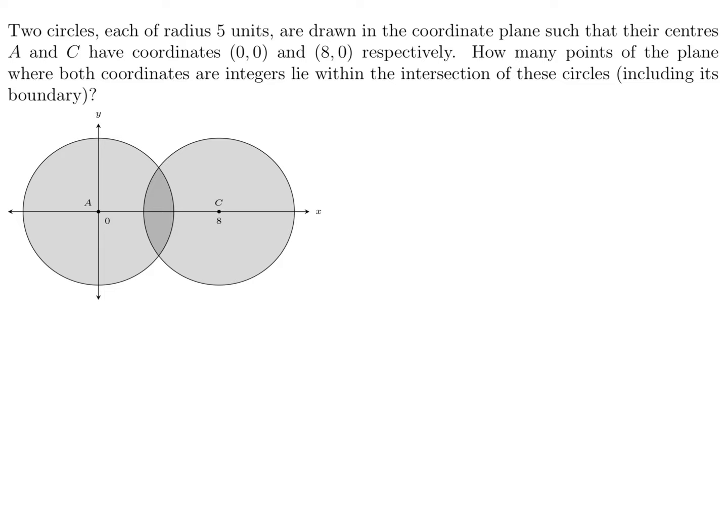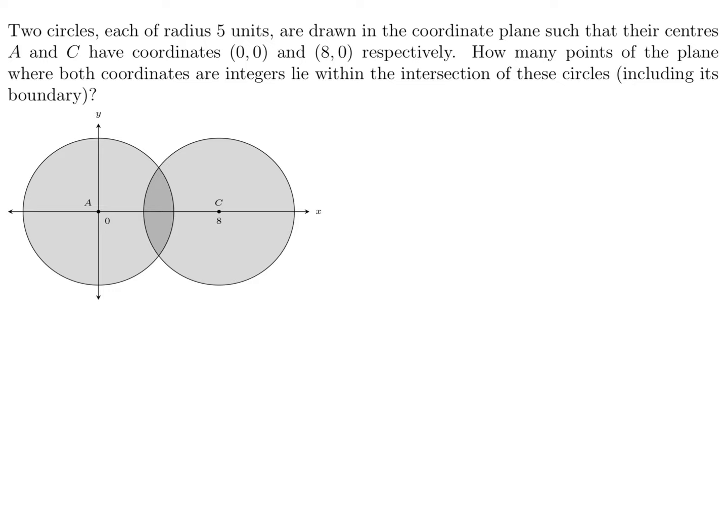Two circles, each of radius 5 units, are drawn in the coordinate plane such that their centers A and C have the coordinates (0, 0) and (8, 0), respectively. How many points of the plane where both coordinates are integers lie within the intersection of these circles, including its boundary?